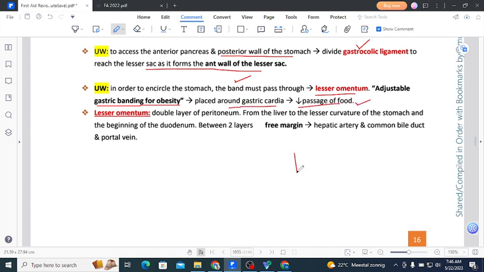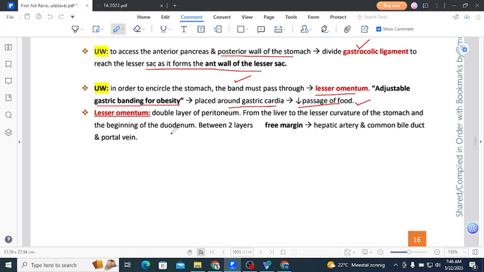So basically, suppose this is the stomach, and this portion is called the cardia, and we apply a band around that in gastric banding, so that the entry of food is limited and the person cannot ingest much food. So that helps us cure the obesity.